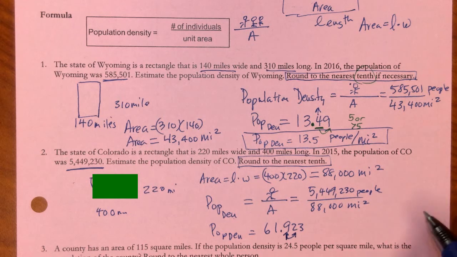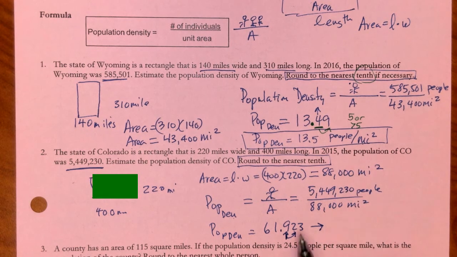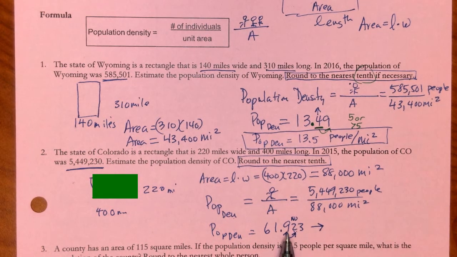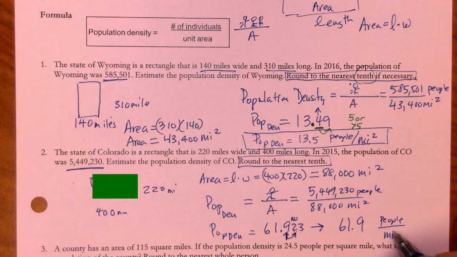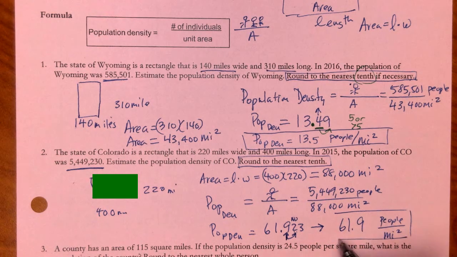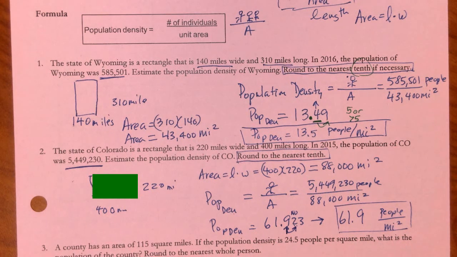Okay. Do you have your number? So I'm going to just put an arrow. So look at the 2. Is it 5 or greater than 5? No. This is a no. It is not. So you're going to leave that 0.9 all by itself. So your final answer is 6.9 people per mile squared. Okay? All right. So let's go on to problem number 3.